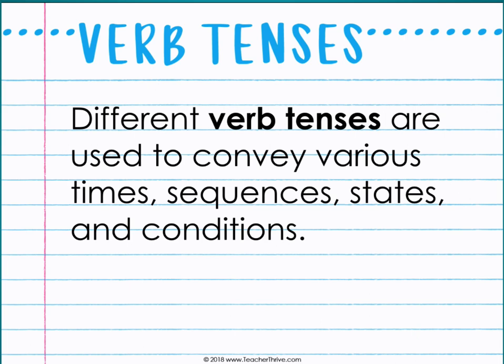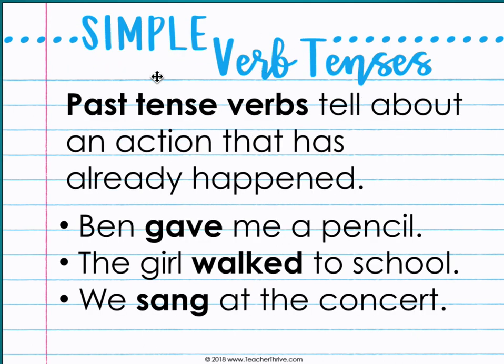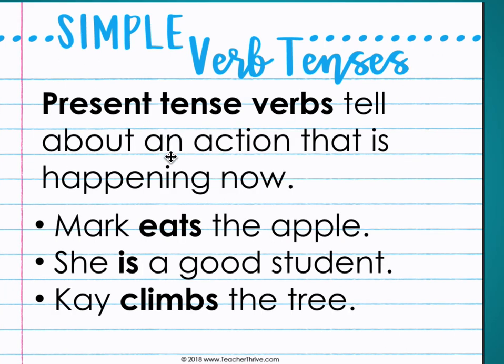So we have learned verb tenses. Verb tenses are used to show or to convey various times, sequences, states, and conditions. And all the verb tenses have a past, present, and future. So let's review. The simple verb tense is just as it sounds. It's simple. Past tense tells what action has already happened, like Ben gave me a pencil. The simple present tense tells an action that is happening now. Mark eats the apple.